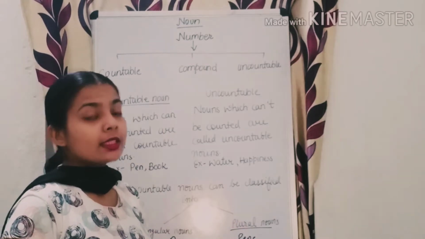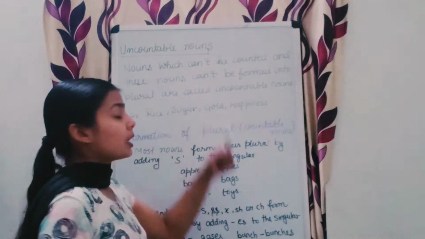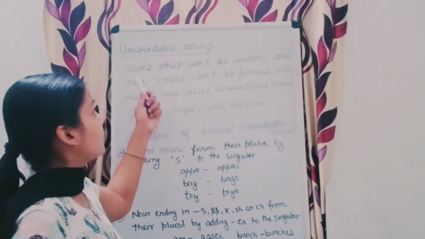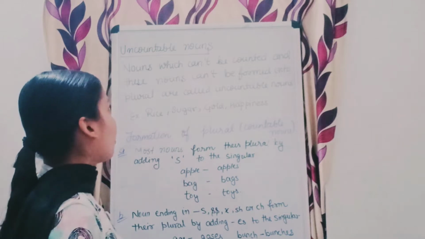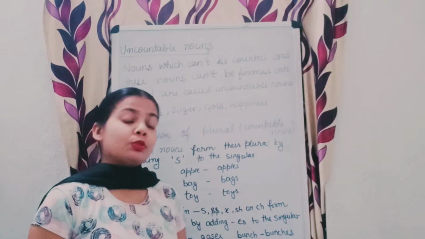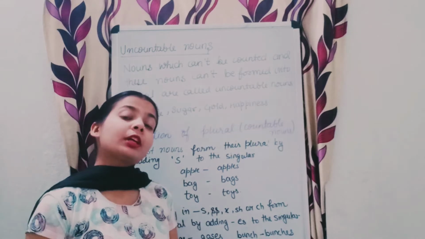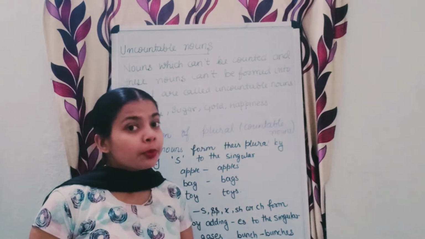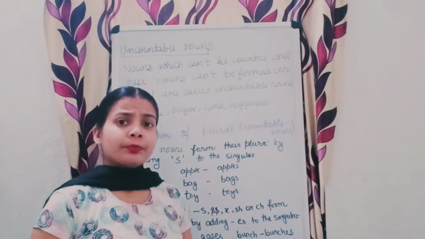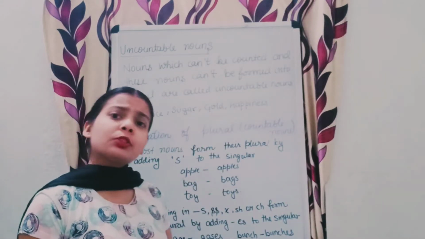Now let us see what an uncountable noun is. Students, as the name suggests, uncountable nouns are nouns which cannot be counted, or these nouns cannot be formed into plural. You cannot count them, and you cannot convert them into plural form. For example, water, soil, milk, sugar, rice, gold, happiness. These things you cannot count.